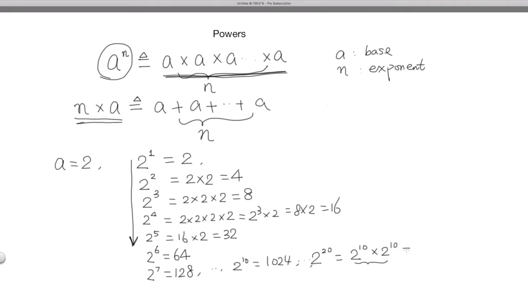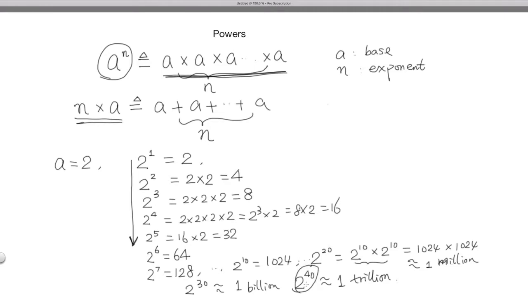Okay, think a little bit about this. This equals 1024 times 1024. Approximately, this equals 1 million. So you see, 2 to the power 20, meaning 20 2's multiplied together, is close to, actually slightly more than 1 million. How about 2 to the power 30? This is going to be approximately 1 billion. How about 2 to the power 40? This is approximately 1 trillion. So you see that I'm only using 2 to the power 40, a very small exponent, but this number is already close to 1 trillion. How about 2 to the power 50? This is going to be 1,000 trillion.